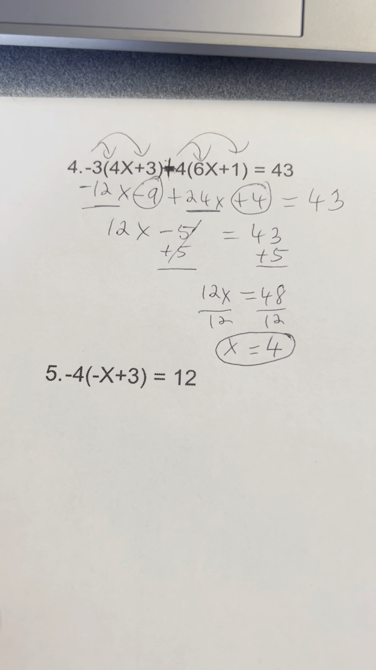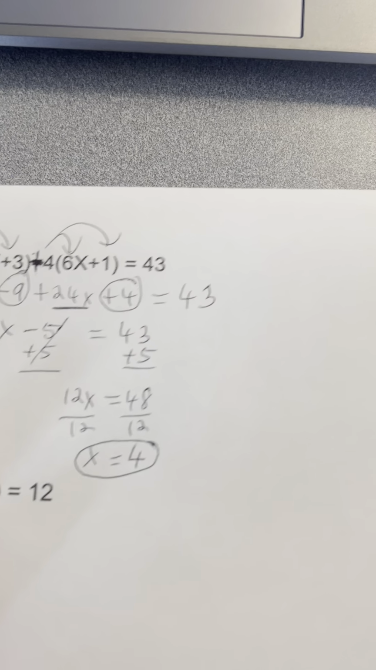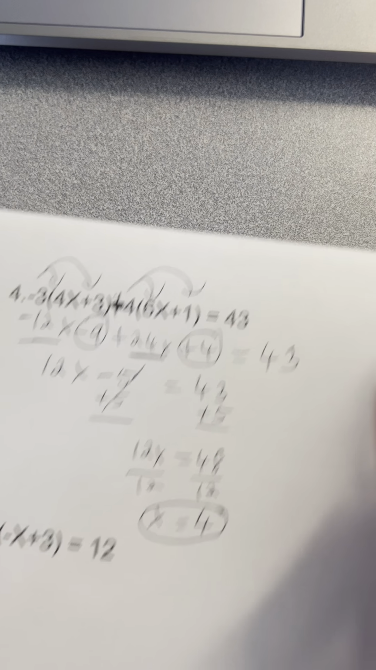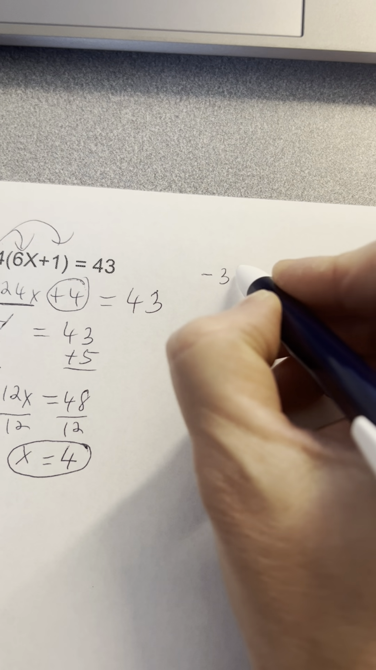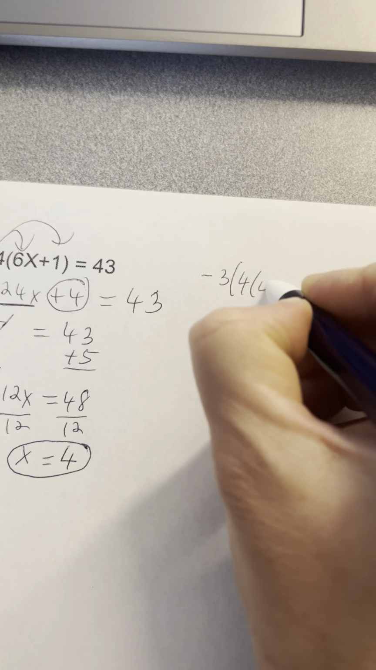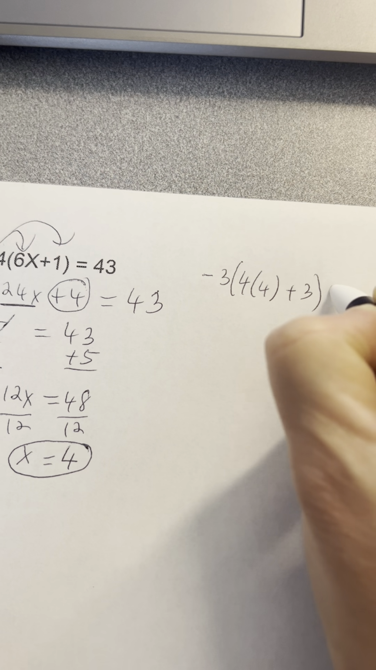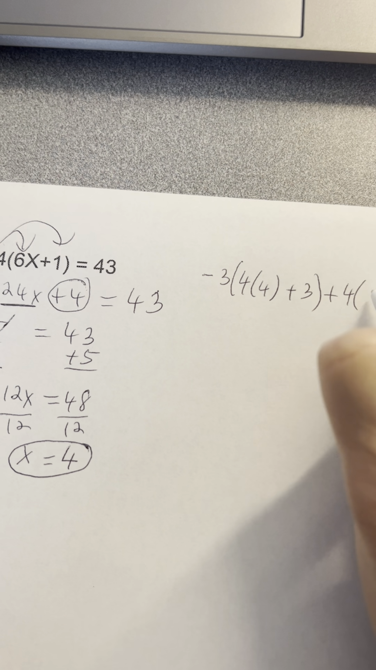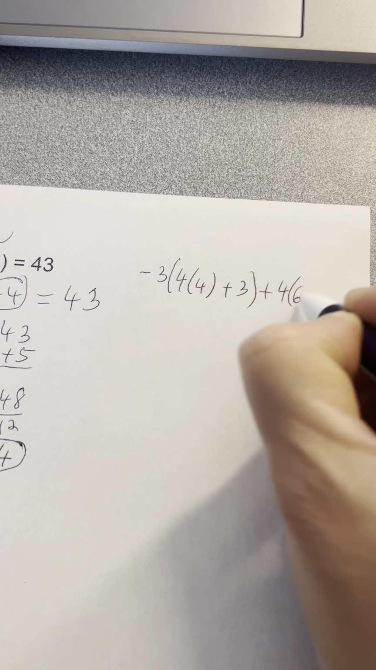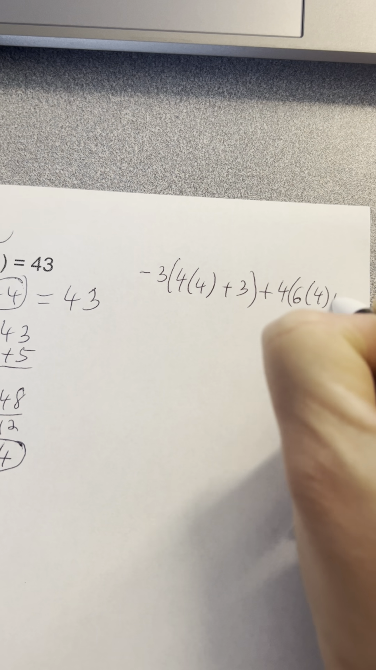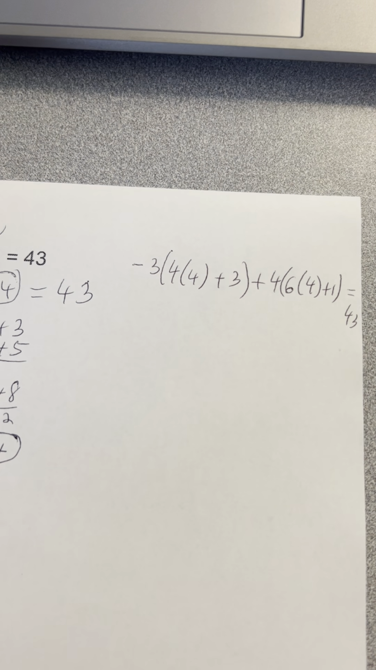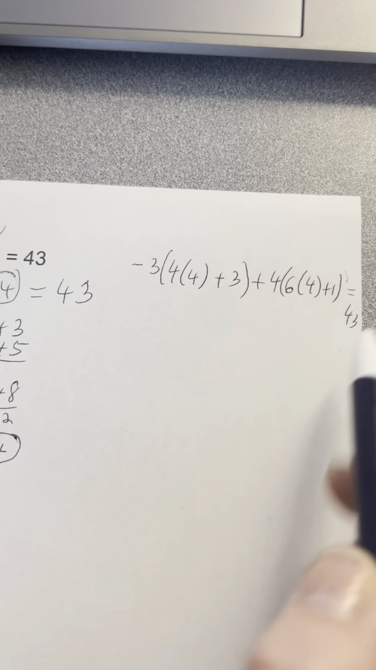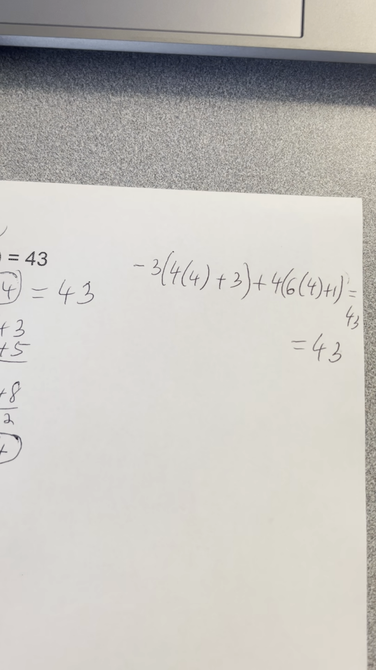Okay. Now we're going to check our answer. What I'm going to do is plug the 4 into the original equation. So negative 3, you can see, 4 times 4 plus 3, plus 4. Oh, I'm going to run out of space here. I'll try to squeeze it in here. Equals 43. Okay, I kind of squeezed it in there. So what I'm going to do is put all this in decimals and see if it equals 43. Okay, let's get back in our decimals.